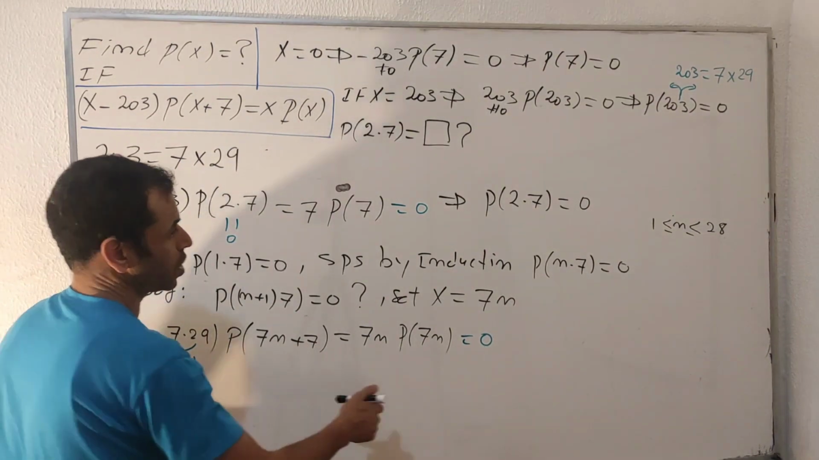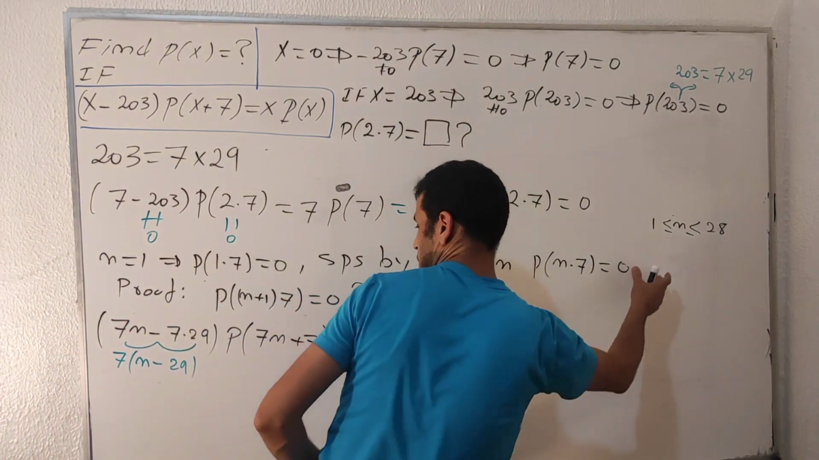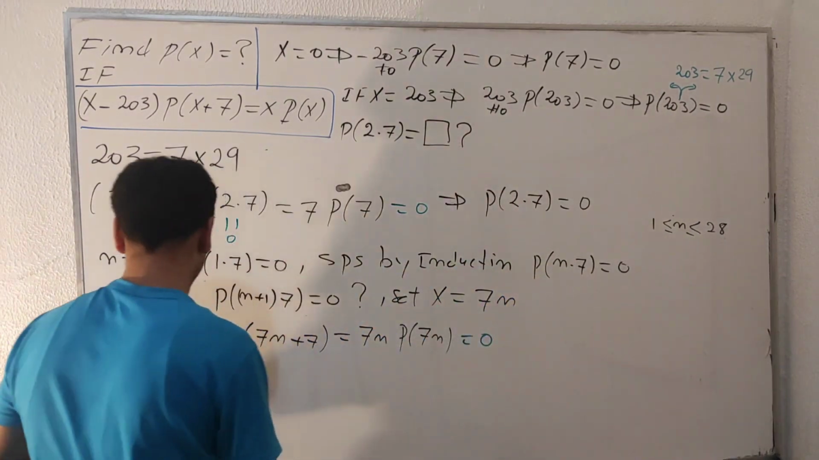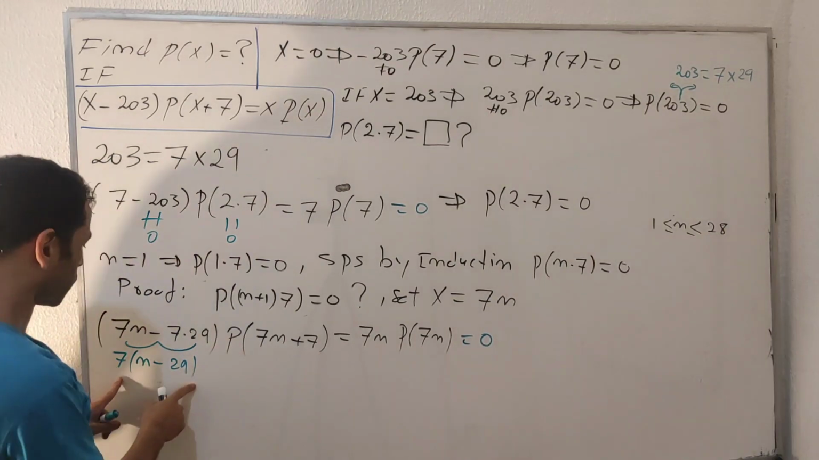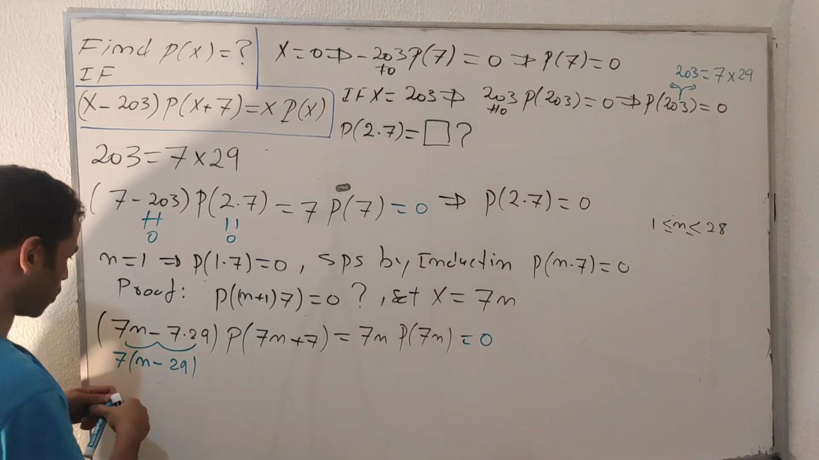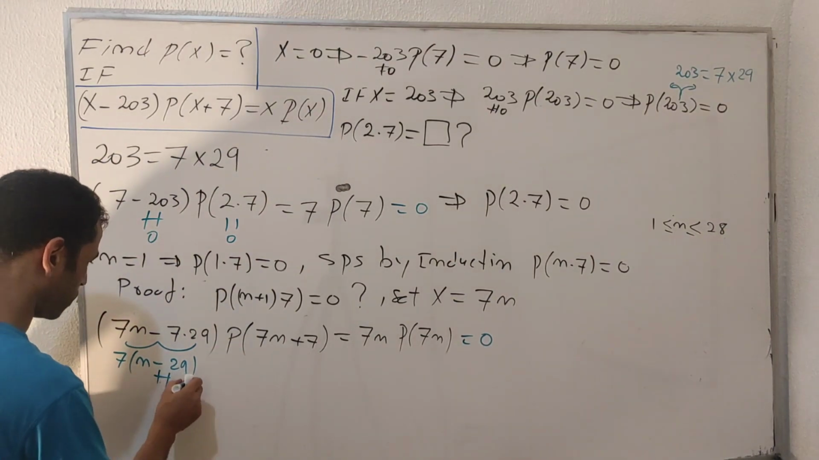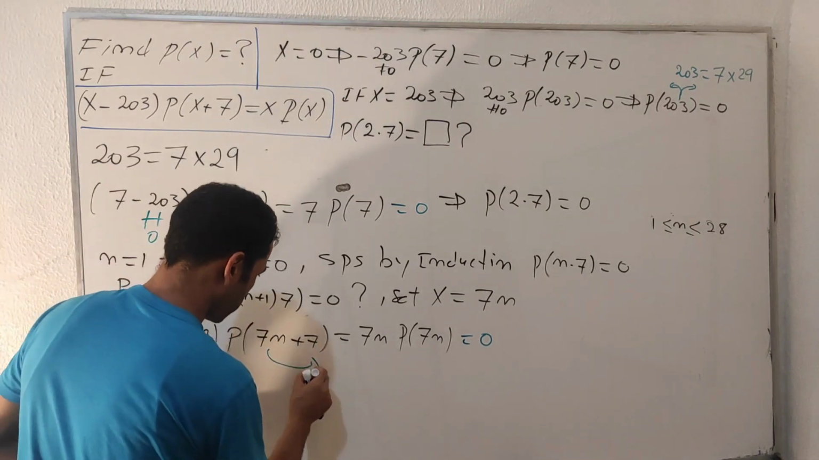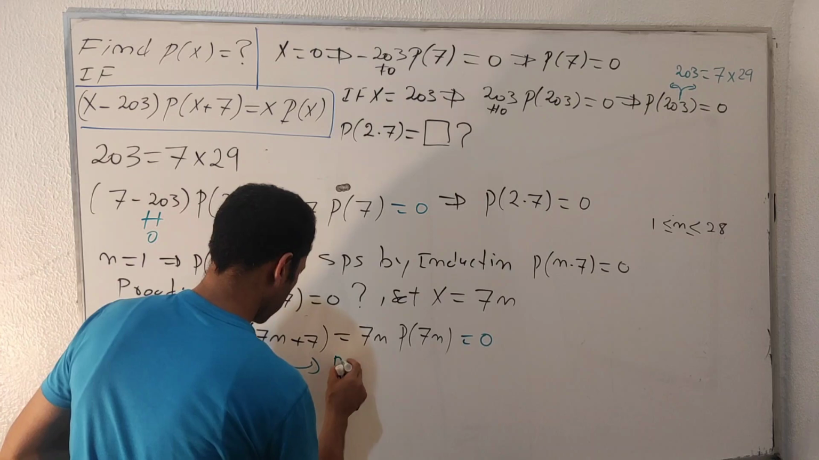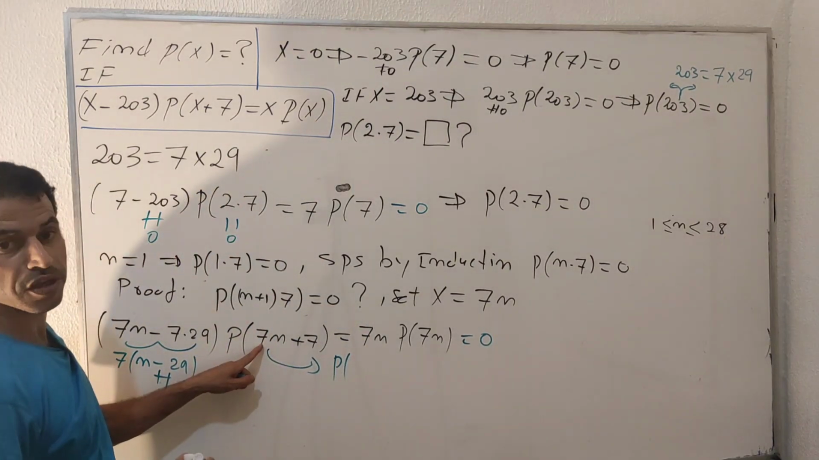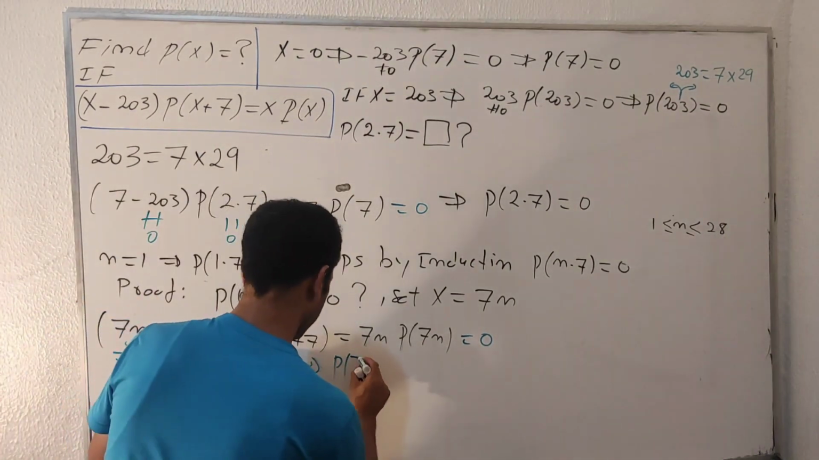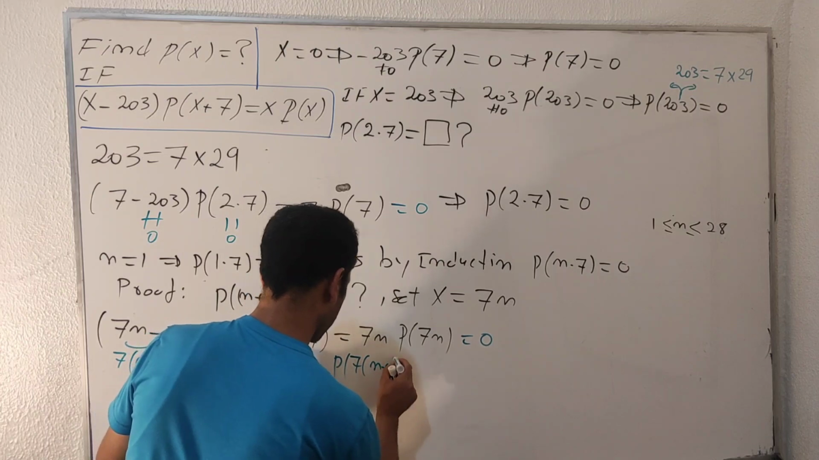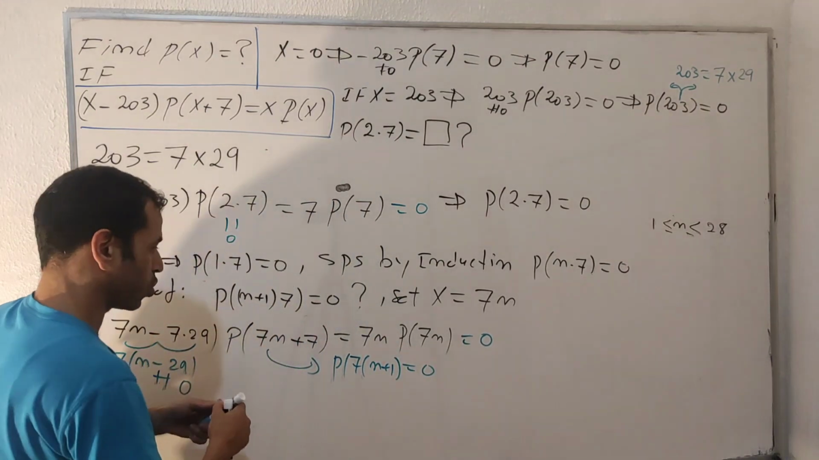This is the reason why I have chosen this interval, not including 29. If this one does not include 29, then this one is different than 0. If this one is different than 0, then this one must be equal to 0. If I take the number 7 as a common multiplier, I get 7 multiplied by (n + 1) equals 0. So I have proven this one.